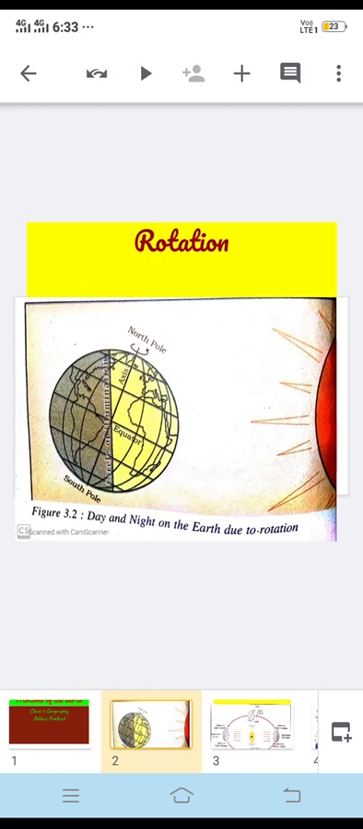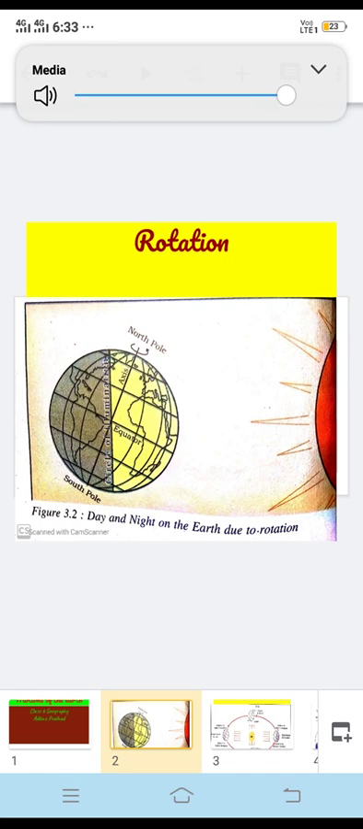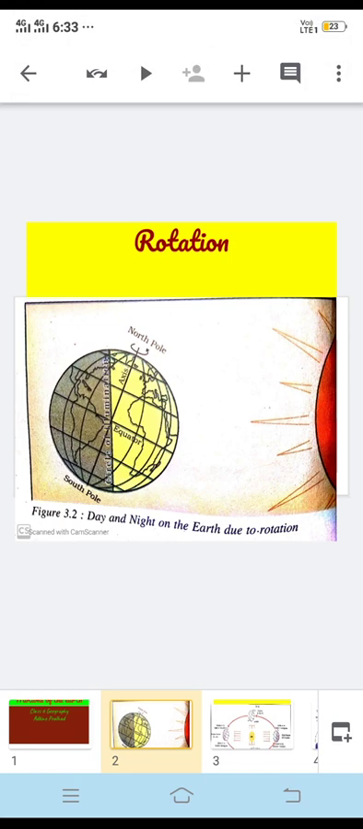As you know, the earth has two types of motions, namely rotation and revolution. Rotation is the movement of the earth on its axis. The movement of the earth around the sun in a fixed path or orbit is called revolution.